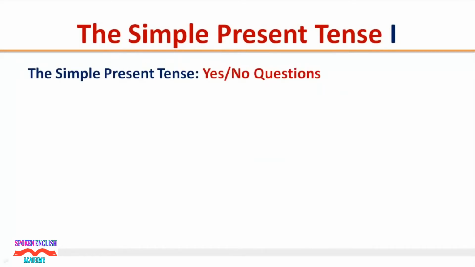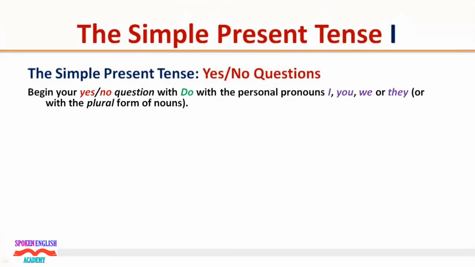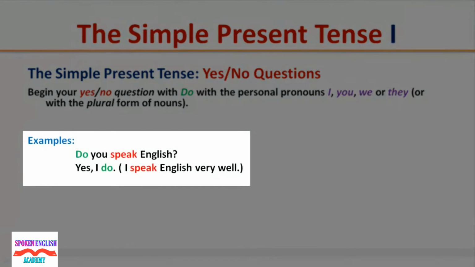The simple present tense, yes/no questions. Begin your yes/no question with do with the personal pronouns I, you, we, or they, or with the plural form of nouns. Examples: Do you speak English? Yes, I do. I speak English very well.